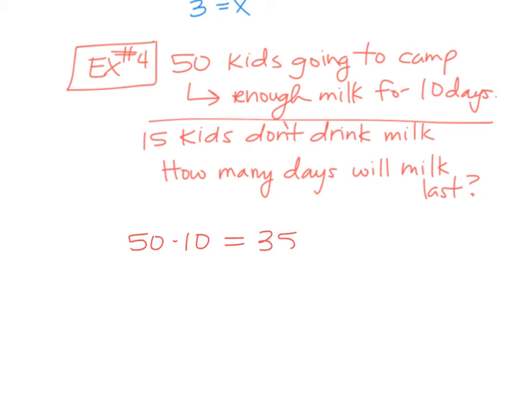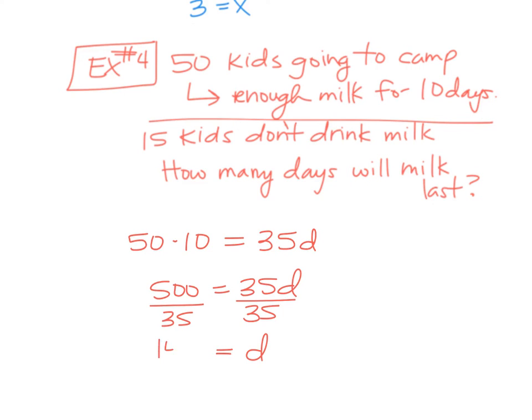So 35 times however many days, we'll call it D for now. So you work that out, you get 500 equals 35D, and we divide by 35. So our number of days is about 14.3. So we would have about 14 1/3 days if 15 of the kids didn't drink milk. Okay?